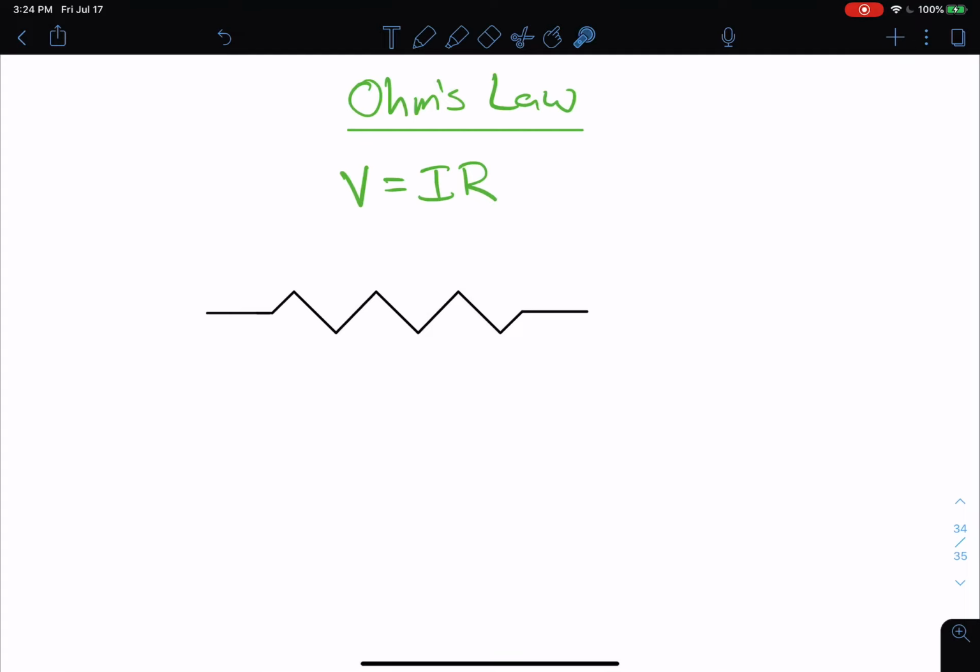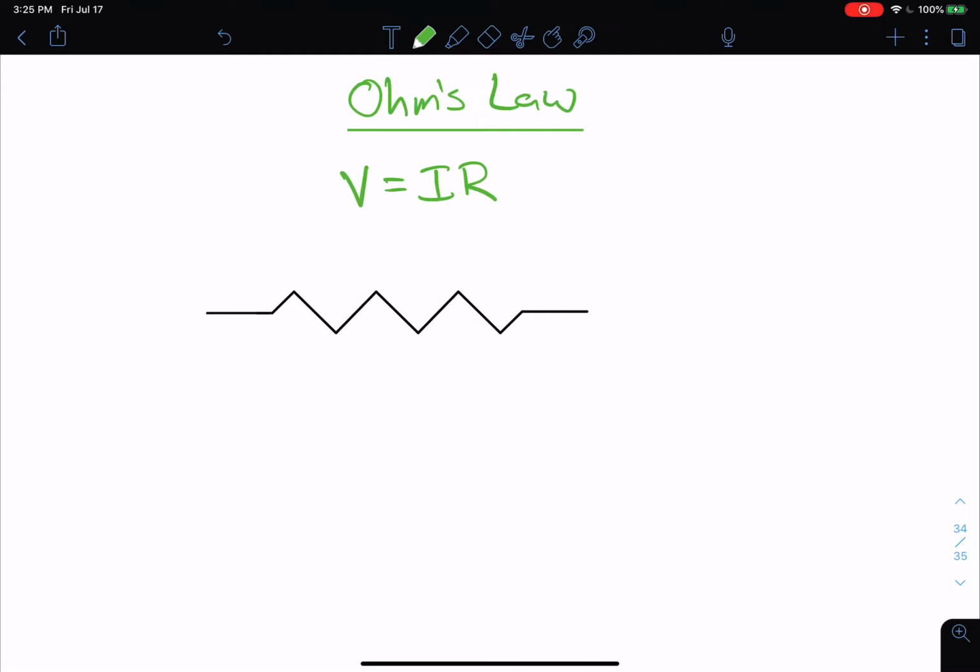We've got V, the voltage. This is the voltage drop across the resistor. I'm going to explain that in more detail in just a moment. I is the current through the resistor, and R is the resistance of the resistor. Now right here you can see this is the symbol for a resistor in a circuit diagram. So specifically, this jagged piece, that's the resistor. These straight lines here represent the wires.